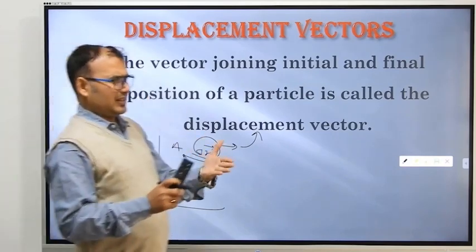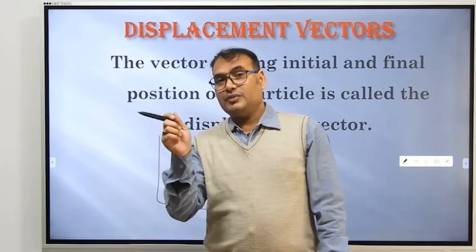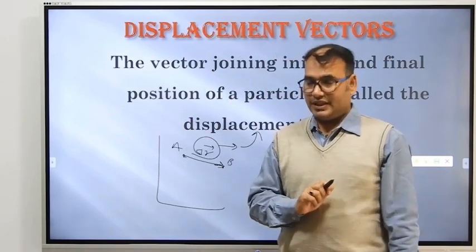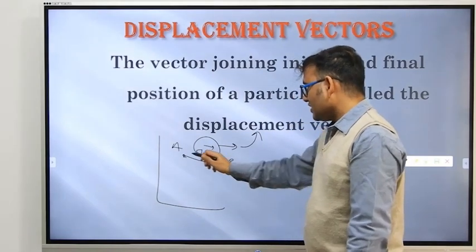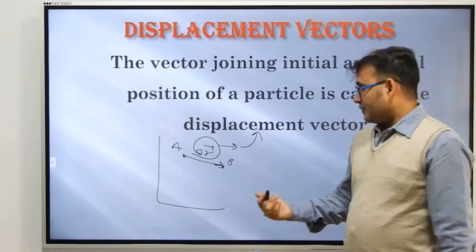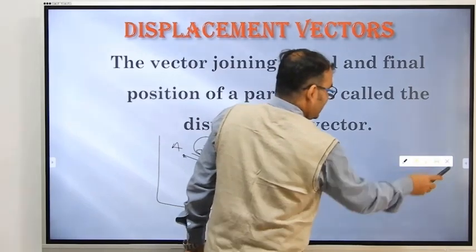So the definition is: the vector joining the initial and the final position of any particle is called the displacement vector, right? It is represented by joining these 2 points, the initial position and the final position of a particle.